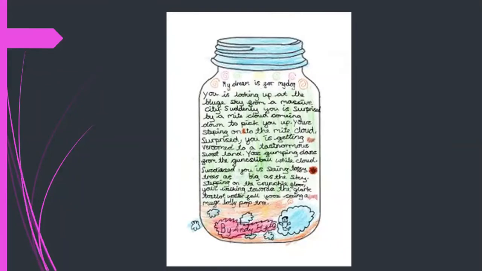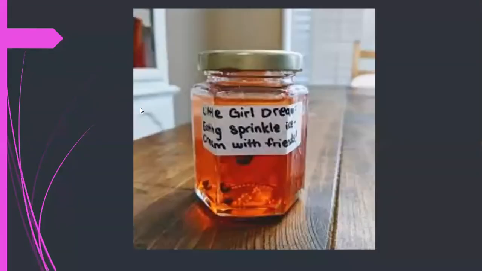An example of a cool dream jar. This one I liked because she actually wrote her dream on the outside of her jar. It says, "Little girl dreams of eating sprinkle ice cream with friends." What an awesome dream. I love sprinkles on ice cream, on everything. So I thought that that was a cool dream and I really wanted to share that with you.